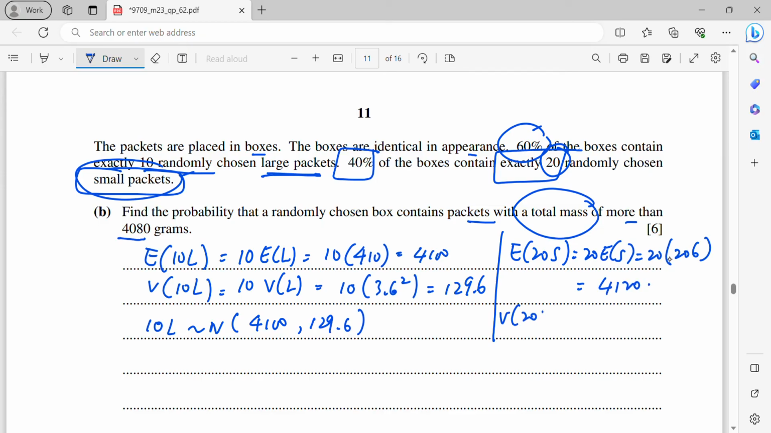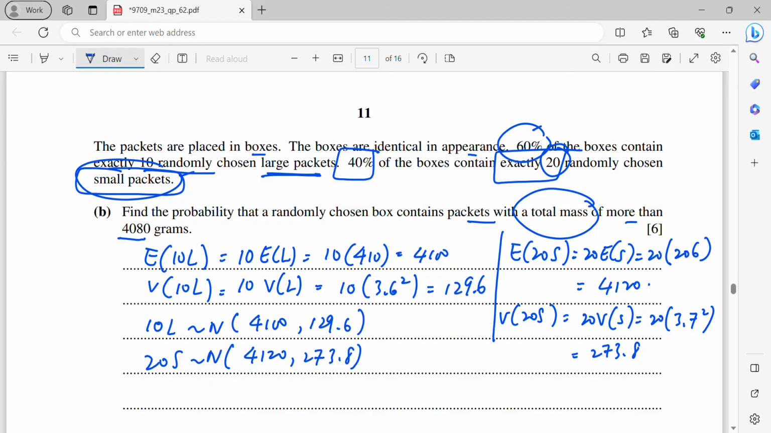So for the variance of 20S, again this 20 is the total. I will get 20 times variance of S, which is 20 times 3.7 squared. This is going to be 273.8. So from here I will get the distribution for 20S, which is N(4120, 273.8). These two are the distributions. Now, we need to get the probabilities.